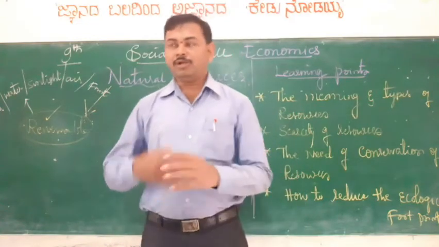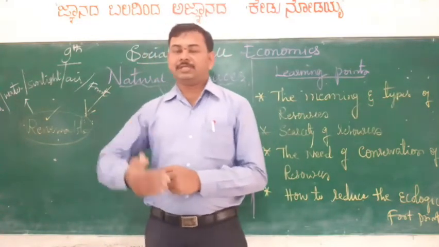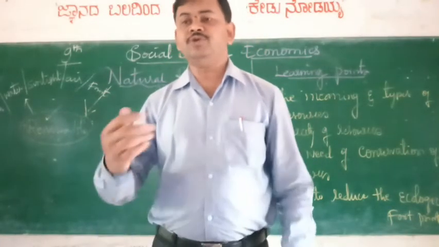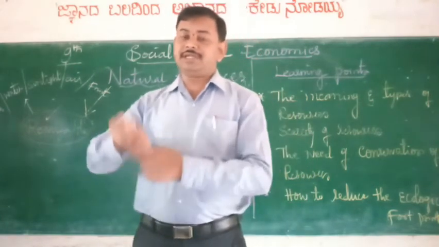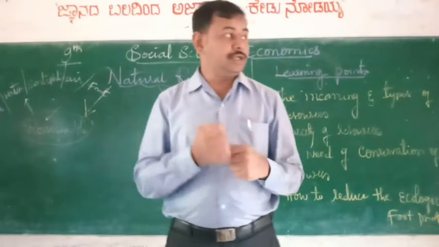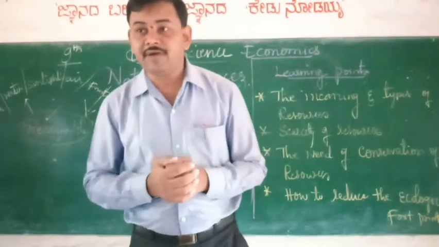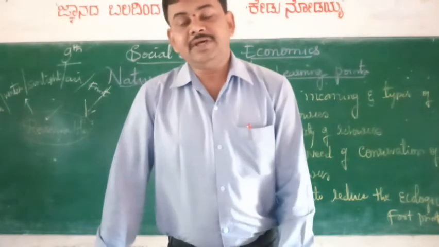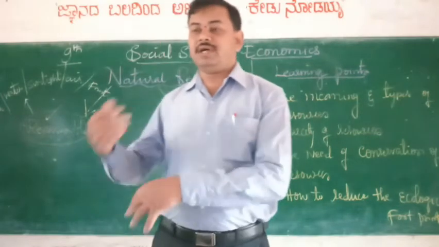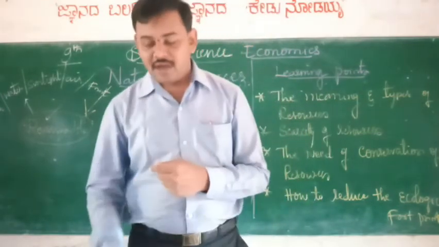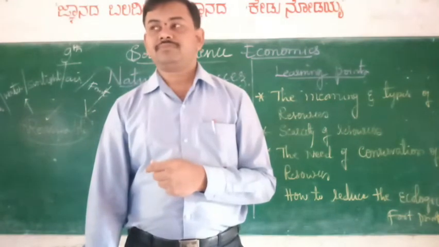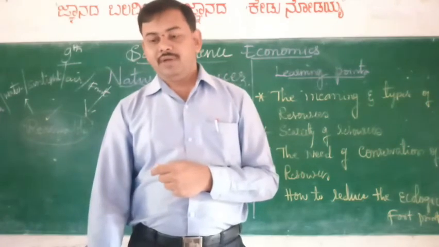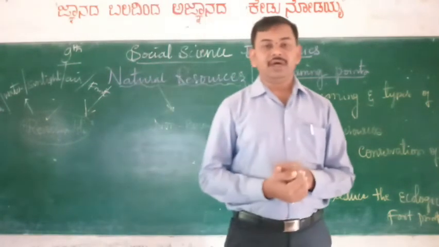Resources can also be classified as biotic and abiotic resources. Biotic resources are the resources which are derived from living organisms, and abiotic resources are the resources which we derive from non-living components of nature. While plants and animals are biotic resources, water, soil, minerals, etc. are the abiotic resources. Then the next point is scarcity of resources.